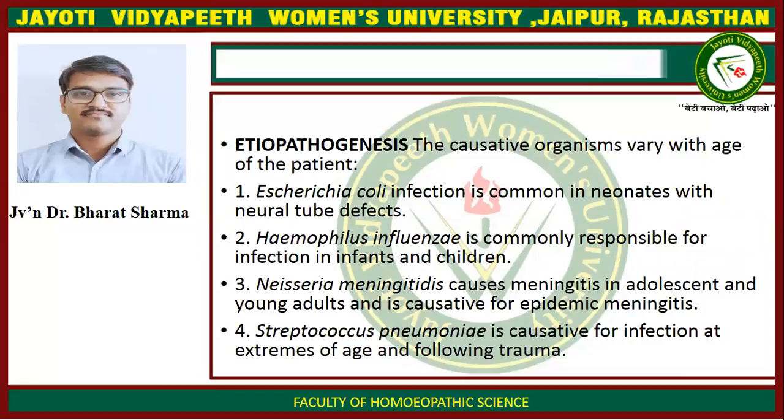Etiopathogenesis. The causative organisms vary with age of the patient. First, Escherichia coli infection is common in neonates with neural tube defect. Second, Haemophilus influenzae is commonly responsible for infection in infants and children. Neisseria meningitidis causes meningitis in adolescents and young adults and is causative for epidemic meningitis. Streptococcus pneumoniae is causative for infection at extremes of age and following trauma.